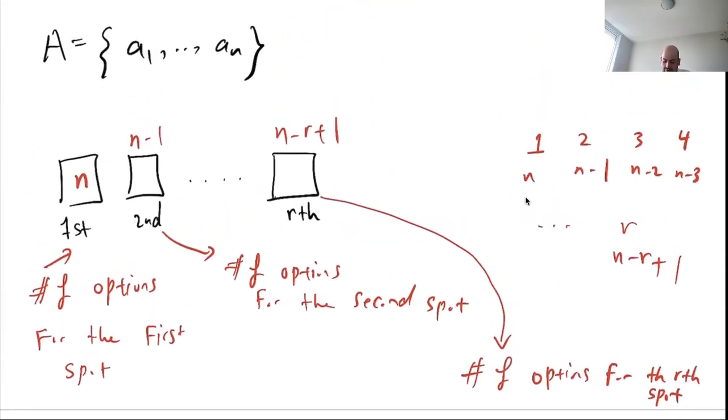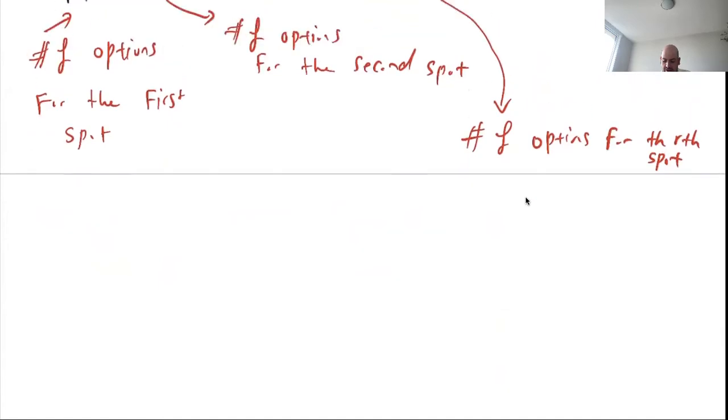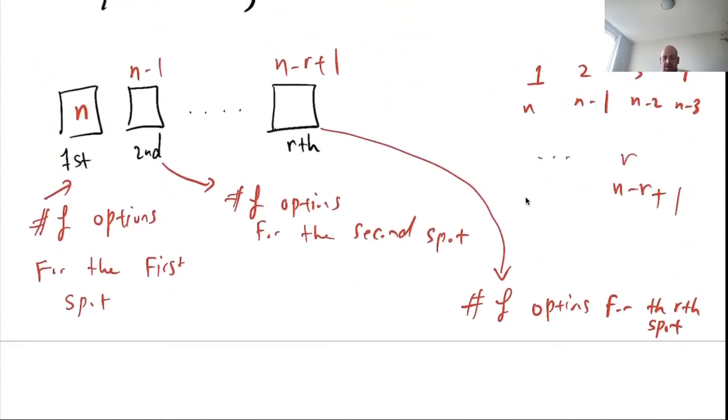Okay, so the total number of permutations of R objects chosen from N objects. It's a long sentence, that's why we just abbreviated by P(N,R). P(N,R) means the number of R permutations chosen from a set with N elements.